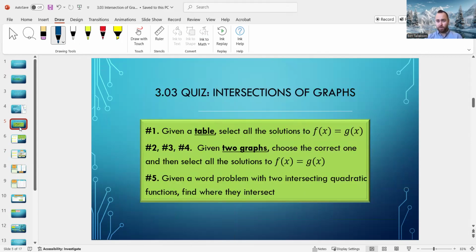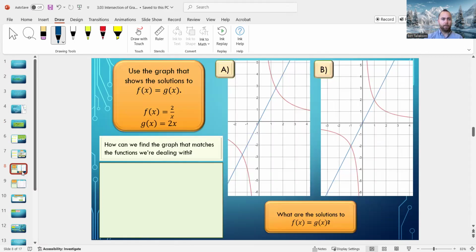Well, numbers 2, 3, and 4 are very similar. You're going to be given two graphs, and you need to first pick the right graph. Decide, in other words, you're going to have the system of equations, and you need to match the graph with it. And if you're good at graphing, that'll be great. If you're not, the graphs are already there, so that helps. And then you need to identify the solutions. Okay, so let's practice that right now, right here.